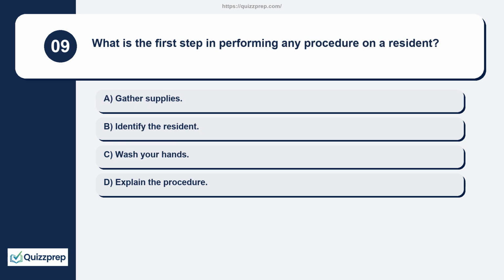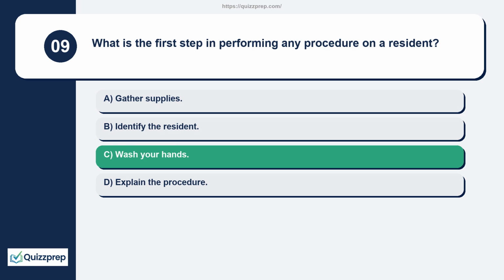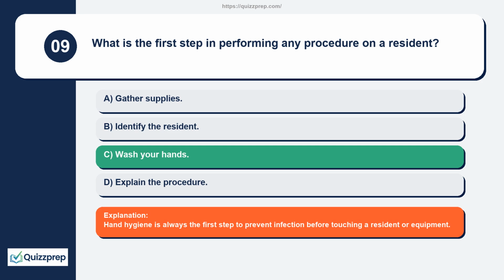Question 9. What is the first step in performing any procedure on a resident? Gather supplies, identify the resident, wash your hands, or explain the procedure? Hand hygiene is always the first step to prevent infection before touching a resident or equipment.